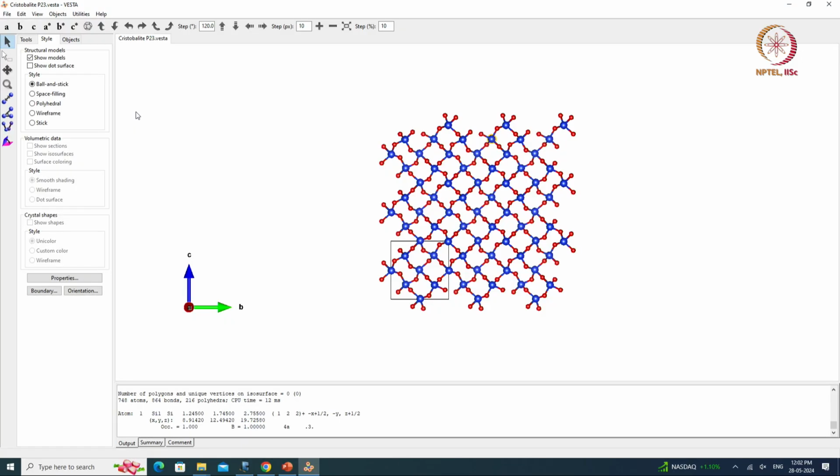However, if I go back to the A axis and see if I have a fourfold axis of symmetry here or not, right. So I am going to rotate this by 90 degrees.